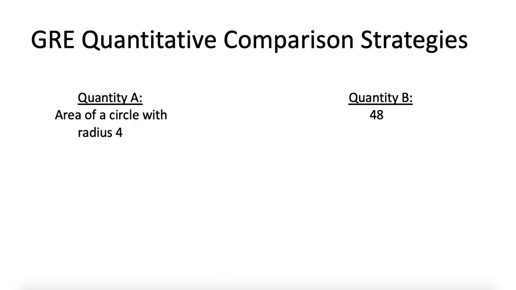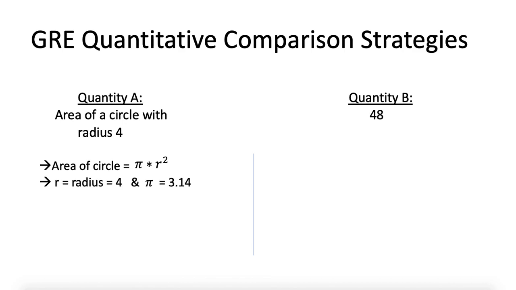Okay. So first thing is the area of a circle with radius 4, and second is 48. So let's see quantity A first. The formula for the area of a circle is pi r square, and here the radius is equal to 4. One more thing, the actual value of pi extends to infinity, 3.14 and so on, but we will approximate it, for example, to 3.14, and area will be 3.14 into radius square, radius is equal to 4. So this will be 3.14 into 16.